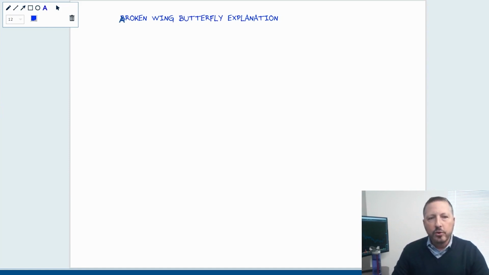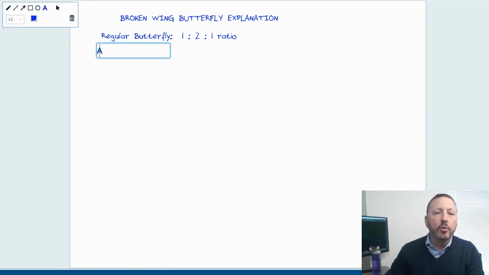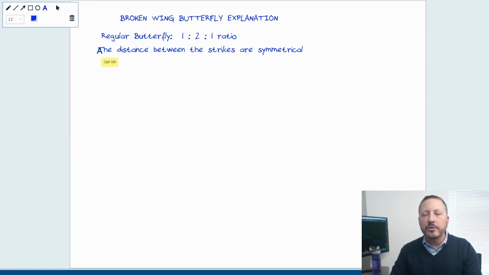Now, let's review real quickly. What were the setups, the nuances of a regular butterfly? Okay, so a regular butterfly was a 1 to 2 to 1 ratio, but the key was that the distance between the strikes are symmetrical. So the long might be $5 wide, the short $5 wide, 10 and 10, etc.